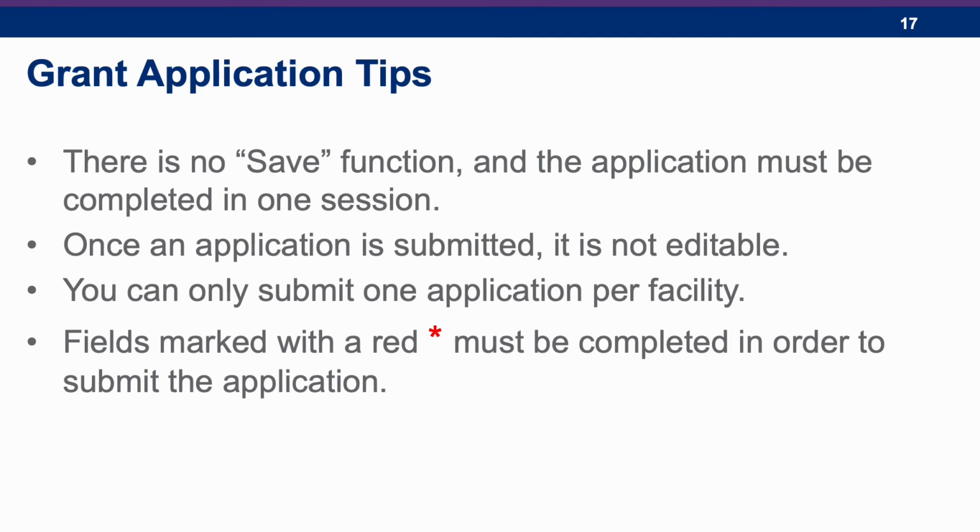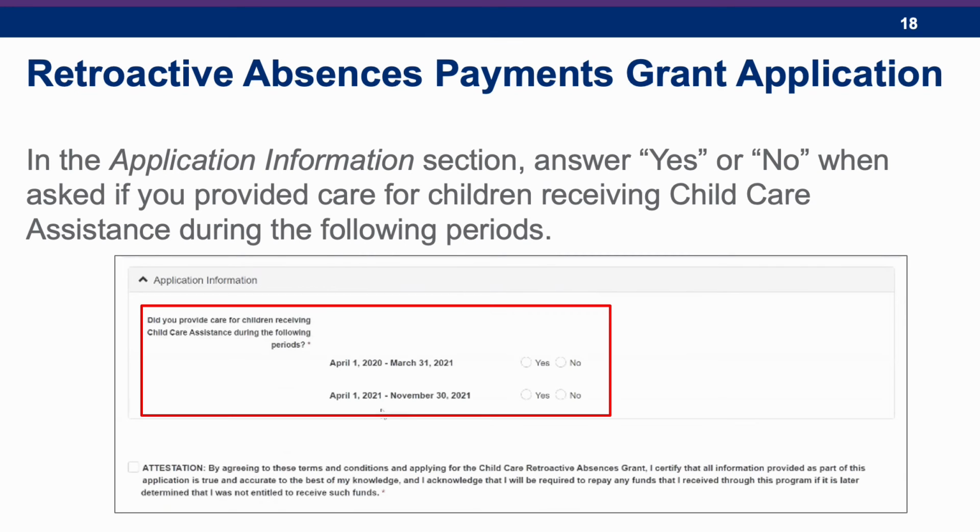Here are some helpful tips about the application. There is no save function and the application must be completed in one session. Once an application is submitted, it is not editable. You can only submit one application per facility, and fields marked with a red asterisk must be completed in order to submit the application. In the application information section, answer yes or no when asked if you provided care for children receiving child care assistance during the following periods. You can select yes for both time periods if applicable.